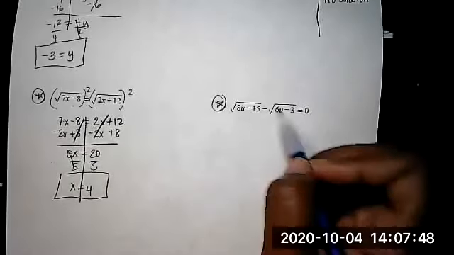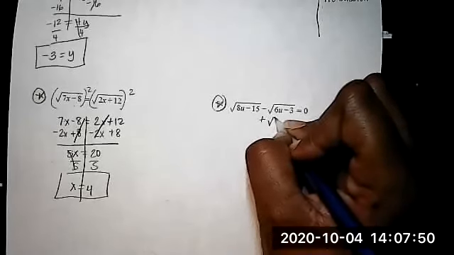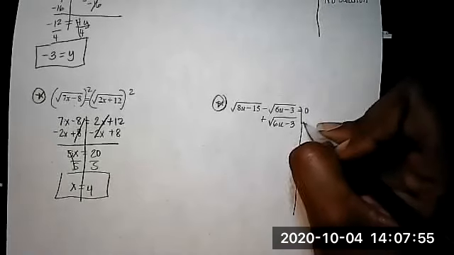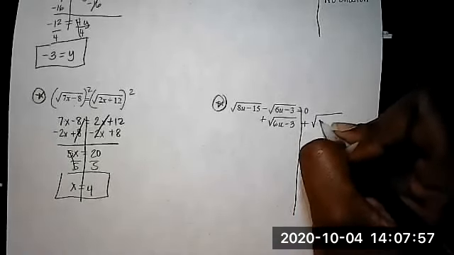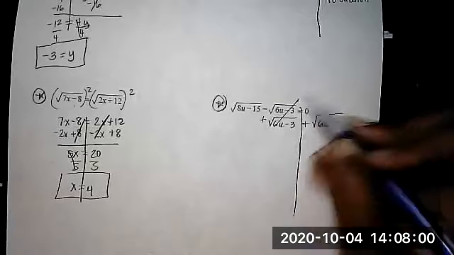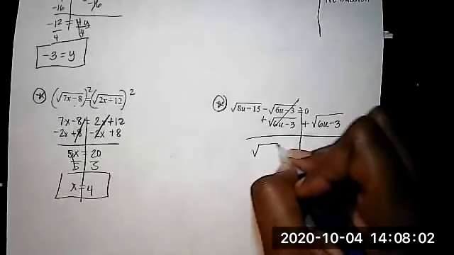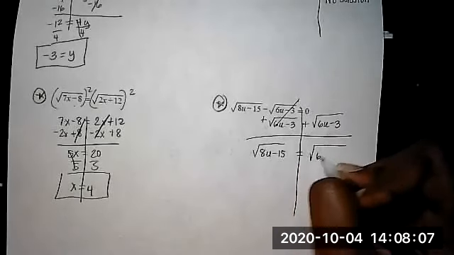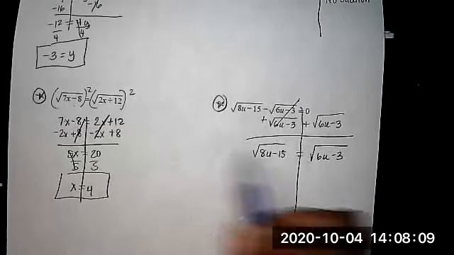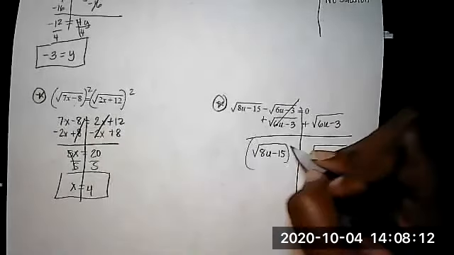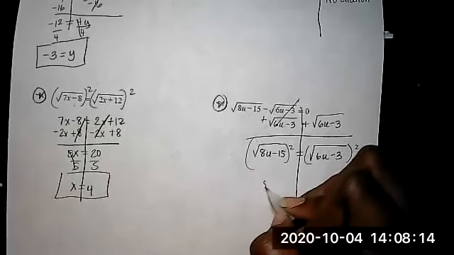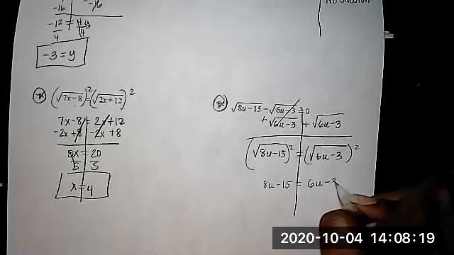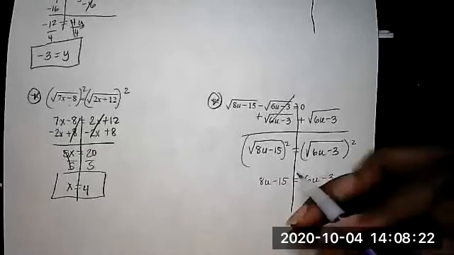When you see these ones kind of on the same side, get one on the opposite side. Okay, so get one of the square roots on the other side. So this now becomes the square root of 8u minus 15 equals the square root of 6u minus 3. So now they're on different sides. Square both, and the square root goes away. So now, there you go. Have just a regular equation.